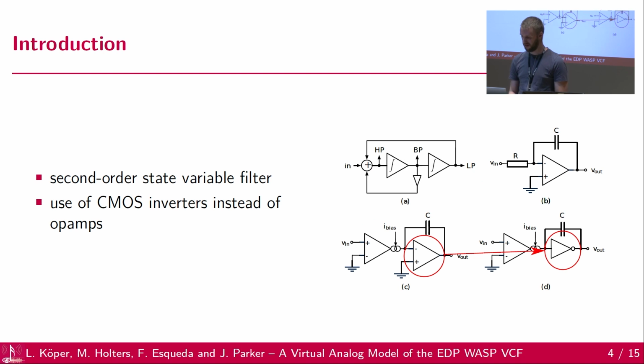And what is also kind of unique with the WASP filter design is that it doesn't use operational amplifiers, but CMOS inverters instead. And at the time, it was, I can only guess, mostly due to the price, because a CMOS inverter can be built with just two transistors, whereas the operational amplifier needs way more.